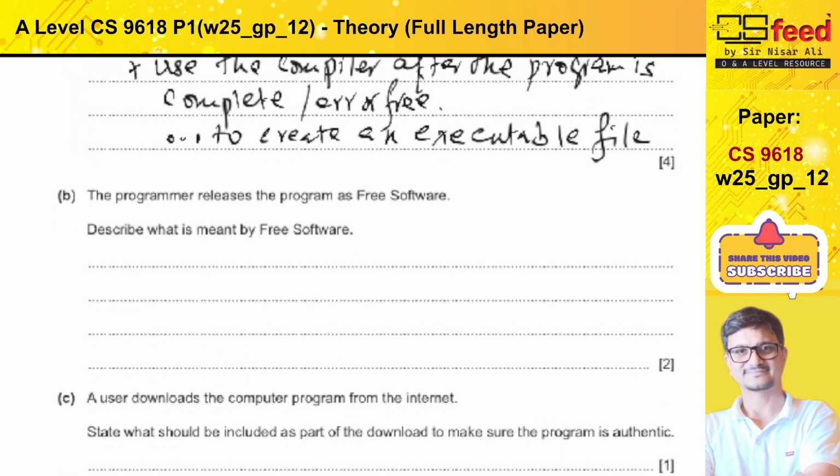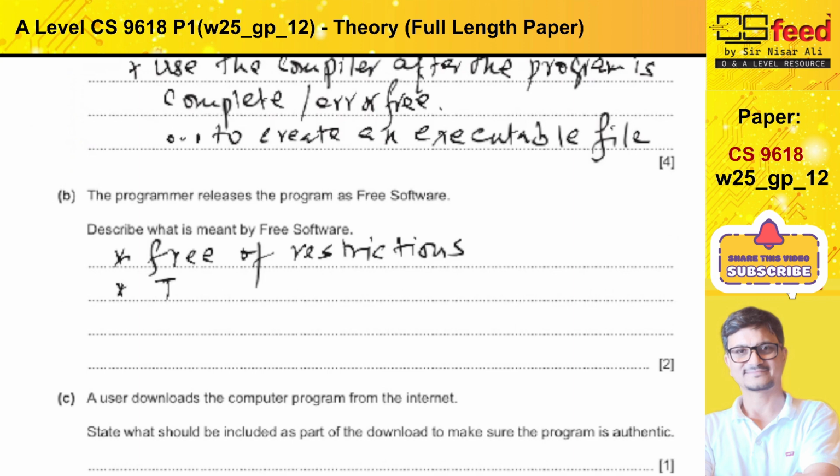Now the next question is that the programmer releases the program as free software. What is meant by free software? Students usually write that it means they don't have to pay a fee. But this is not actually the matter of free. Free of restrictions. This is important. Free software is free of restrictions. So you have no restrictions on it.